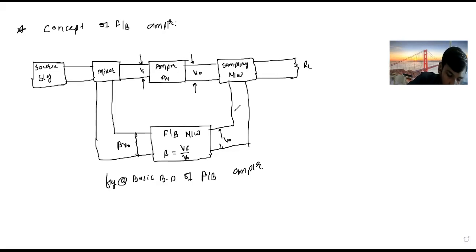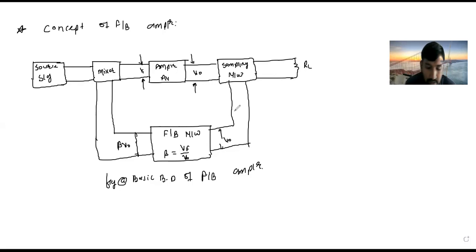So first block is the source signal. All of you draw this. Second block is the mixer. Someone in the last lecture asked where the mixer is, right? Who asked that question? Okay. Second block is mixer. Third block is amplifier, that is AV. Fourth block is sampling network, and the bottom block is feedback network, that is beta is equal to VF upon V0. So this is figure A, the basic block diagram of feedback amplifier.